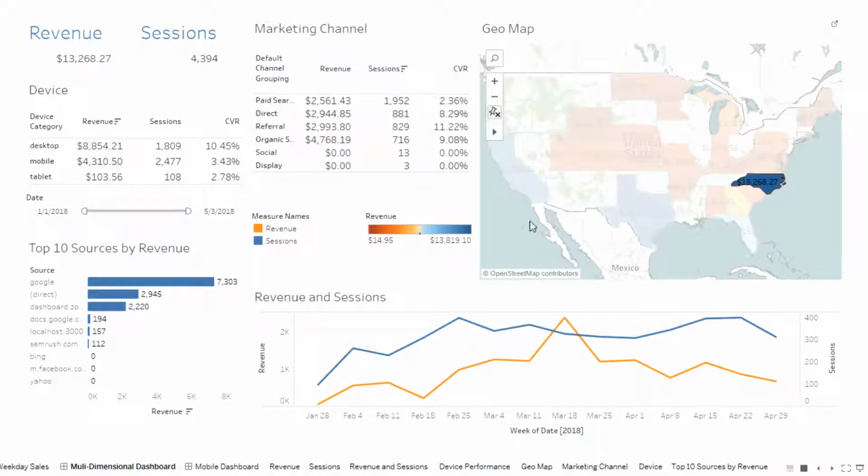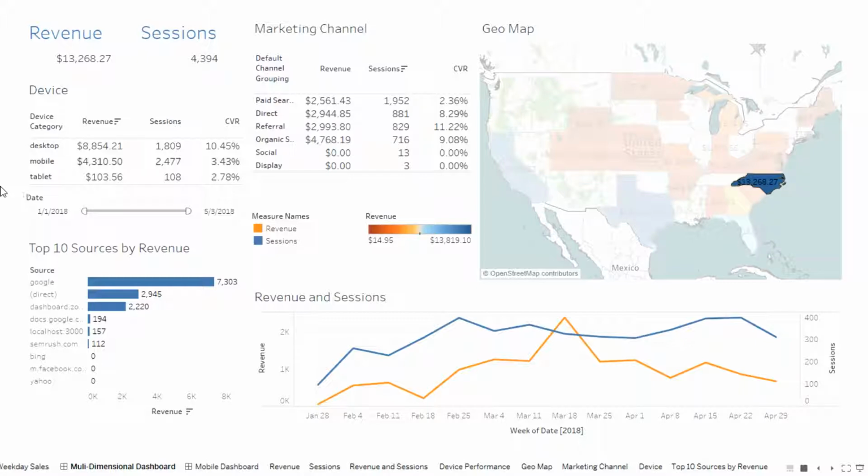So a very specific marketing recommendation that we could give to a manager in this company would be, hey, you need to put together a marketing budget focusing specifically on the geography of North Carolina and desktop.